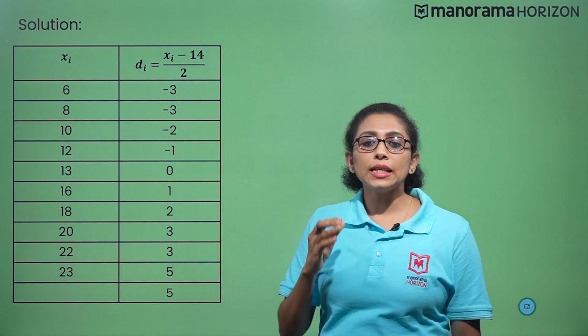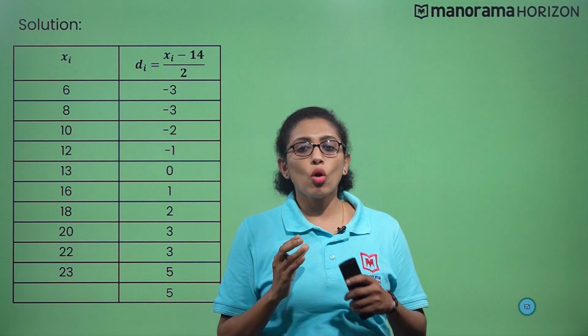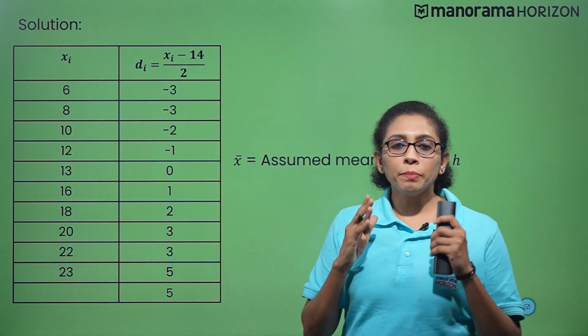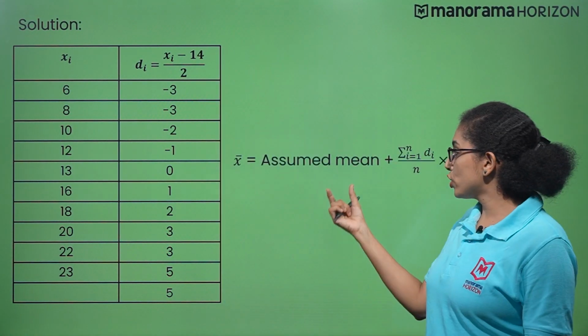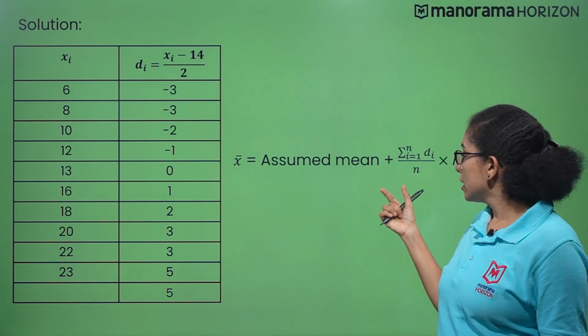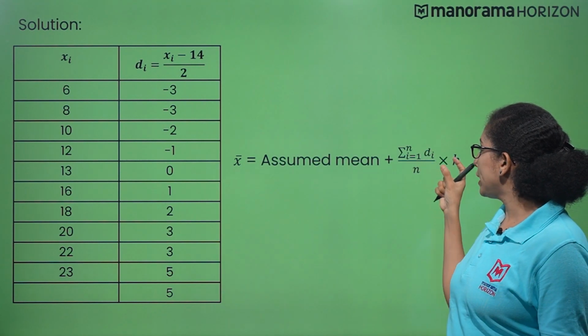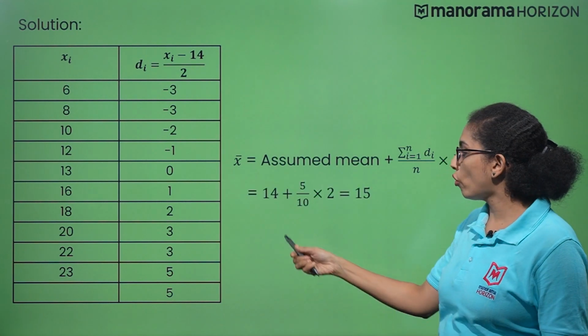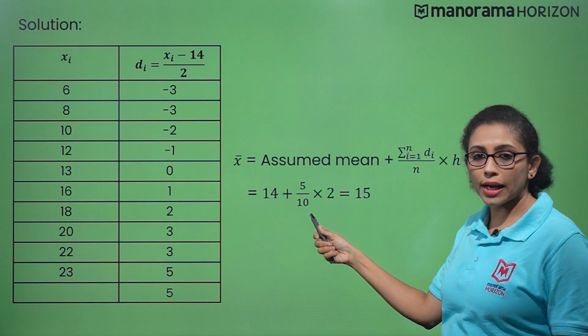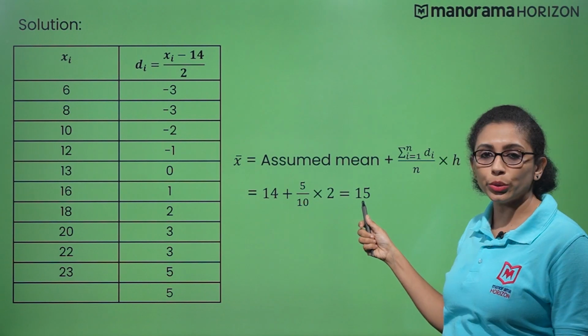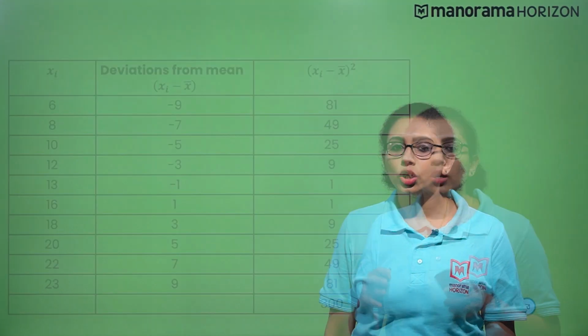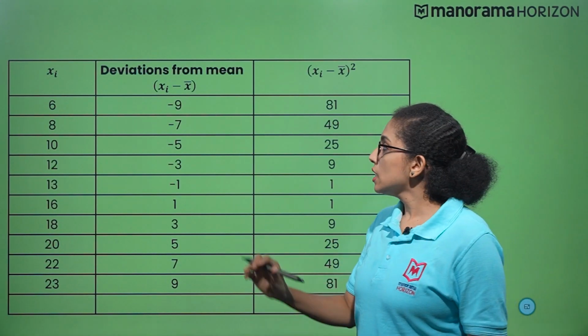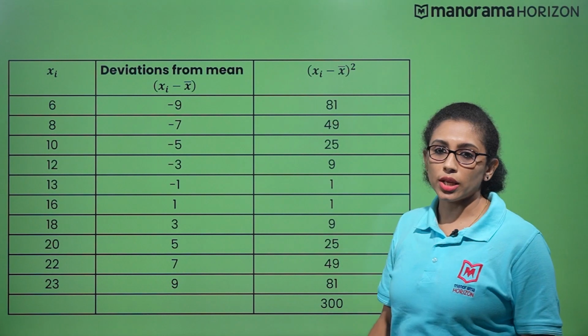Now, after getting each di, we go for finding the mean. And the mean is nothing but assumed mean plus summation i equal to 1 to n di by n into h, which is equal to 14 plus 5 by 10 into 2, which is equal to 15. Now, let us find the deviations from mean. Now, we have to take the square of these deviations.